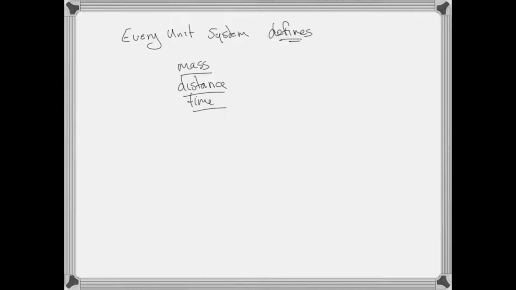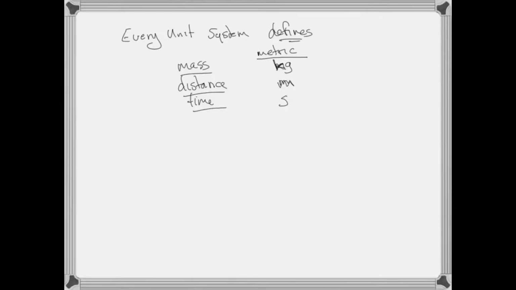So in physics, we are typically going to default to the metric system. And specifically, we're going to default to what's called the MKS system. So in the metric system, we can measure mass, distance, and time. A kilogram is a mass. A distance is a meter. And time is a second.